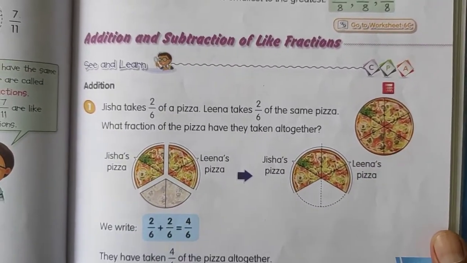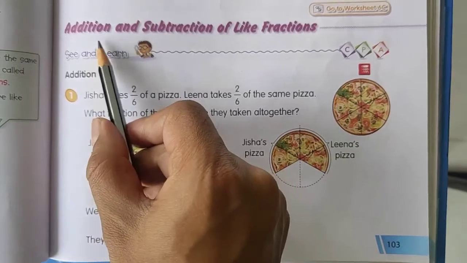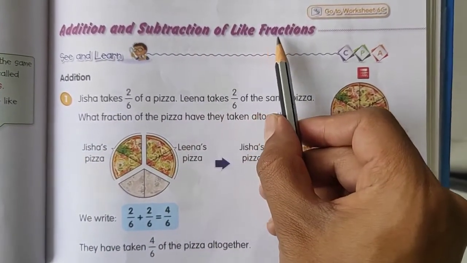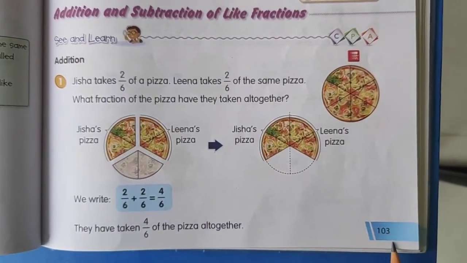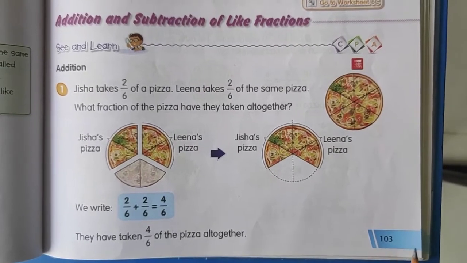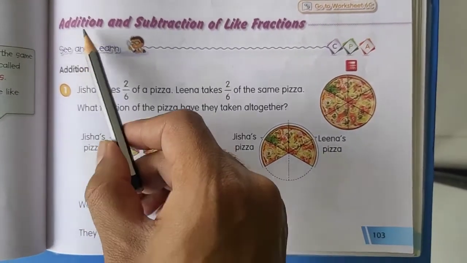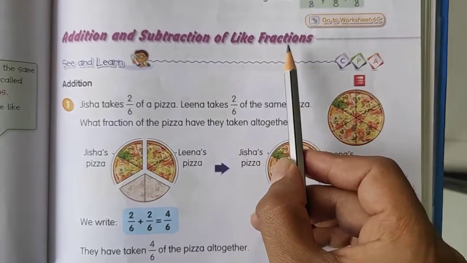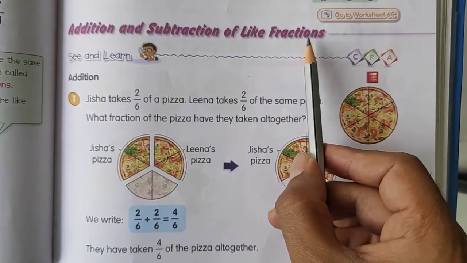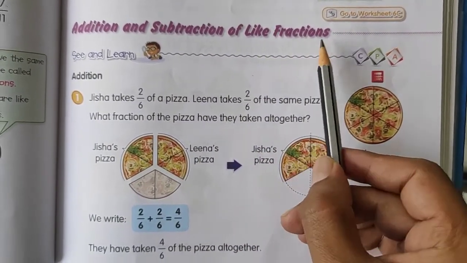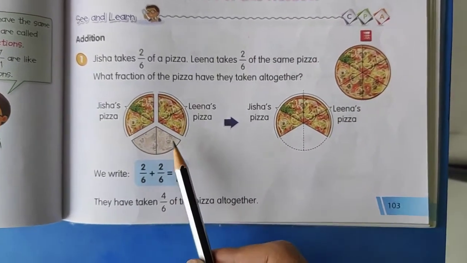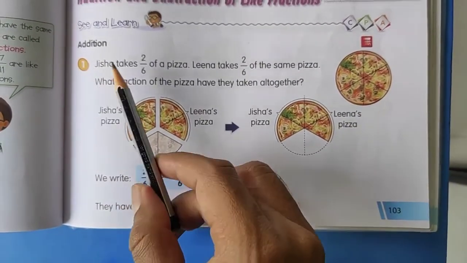Hello students, next topic, addition and subtraction of like fractions from page number 103. Addition and subtraction of like fractions. We know like fractions are those where denominators are the same. See here, one example is given.